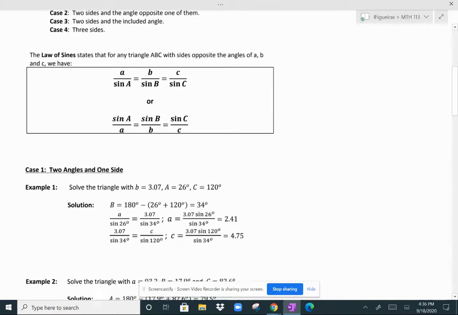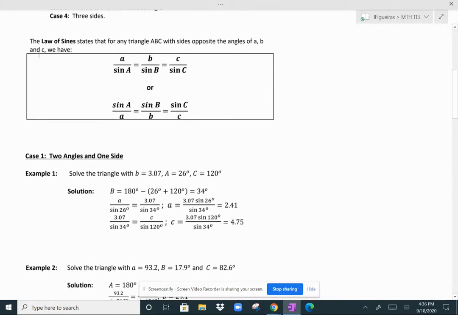But since it's not a right triangle, C is not 90 degrees when you're talking about oblique triangles. So here we want to solve the triangle where side b is 3.07, angle A is 26 degrees, and angle C is 120 degrees. This is case one. You're given two angles and one side. And it could be any side. It doesn't have to be opposite of these angles.